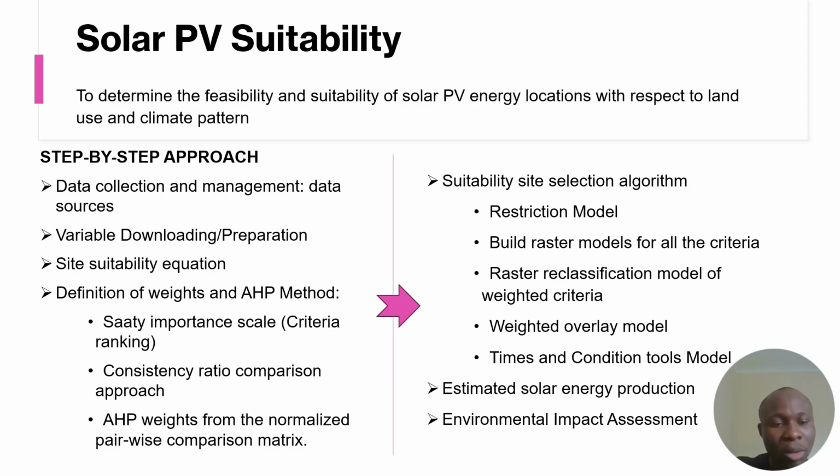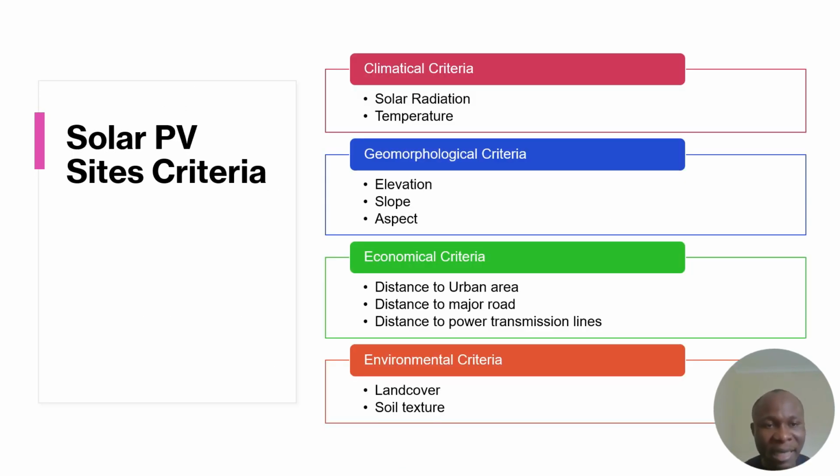Now we're going to be looking at the criteria, and what these criteria are that we'll be using. It's basically in 4 groups: climatic, geomorphological, economical, and environmental. In each of these sections they have their own subgroup of criteria. In all we have 10 of them. So these 10 are going to give us, like I mentioned earlier, a 10 by 10 matrix that we'll be using with a scale of importance to get the weights.